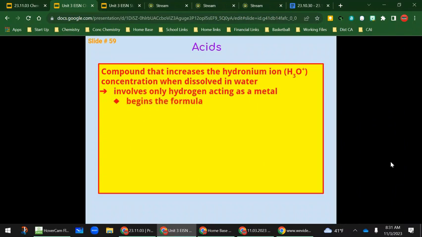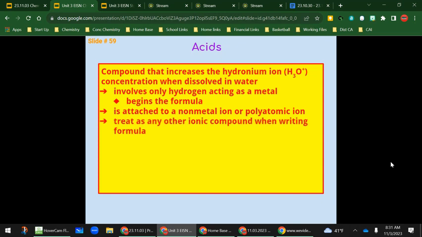So hydrogen begins the formula, ladies and gentlemen. And the hydrogen is attached to either a nonmetal ion or a polyatomic ion. So the hydrogen is acting like a metal. What is the charge of hydrogen if it's acting like a metal? +1. So its charge is going to be a +1. Okay? Now, we're going to treat it like any other compound when writing the formula. So in other words, we're going to have to go back and do the crisscross method for acids. But now here's the good news. You will never have to reduce an acid's formula.